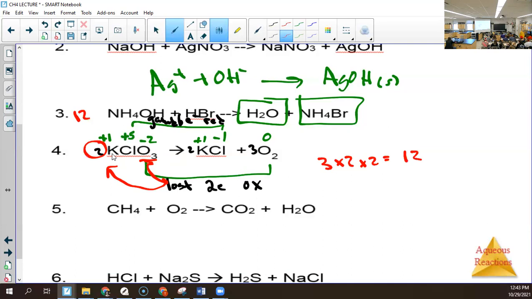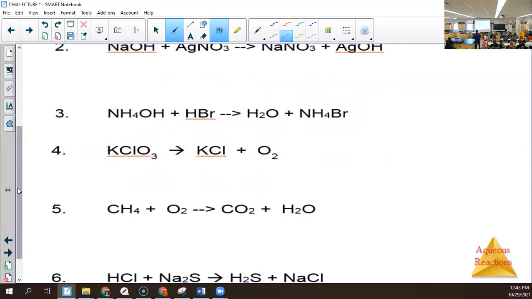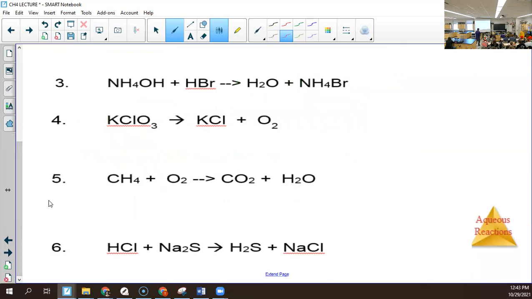Hold on. All right, here we go. Number 5. What do you think here? What type of reaction is number 5? It is a combustion and it's a redox. Everybody, every combustion reaction is a redox reaction.